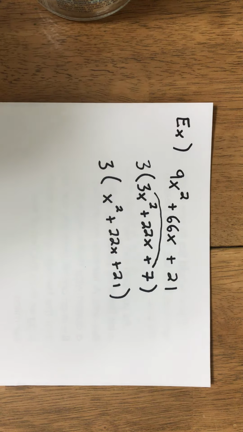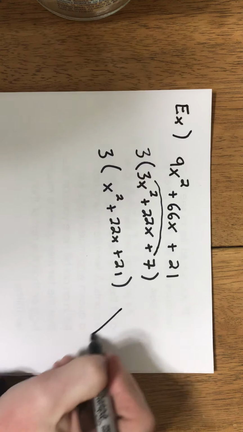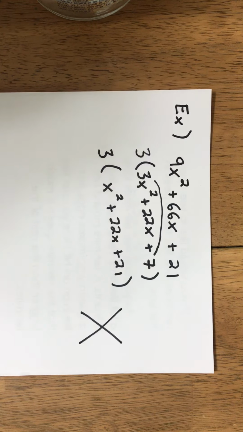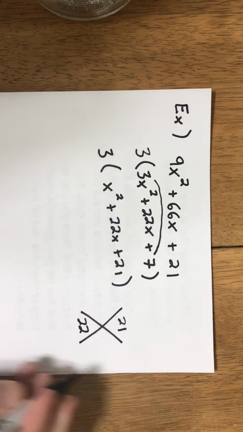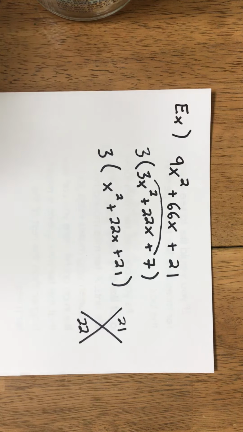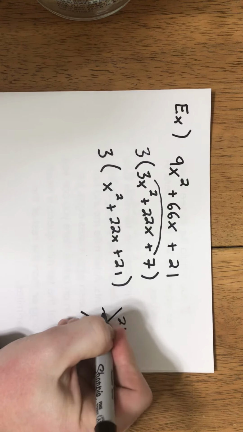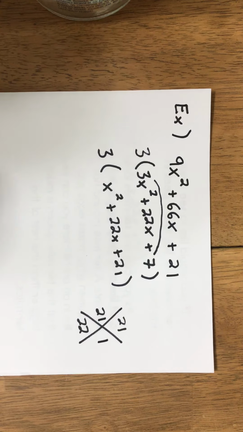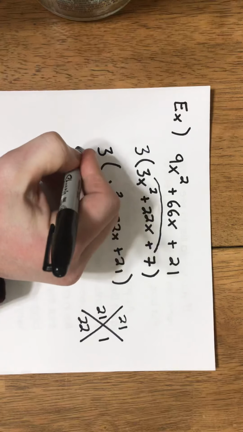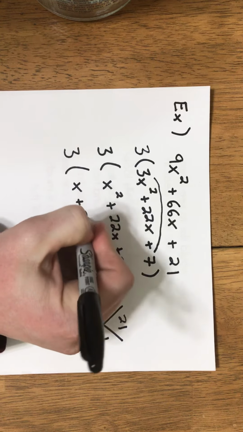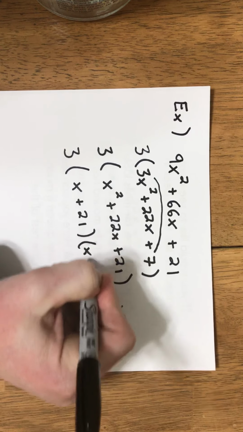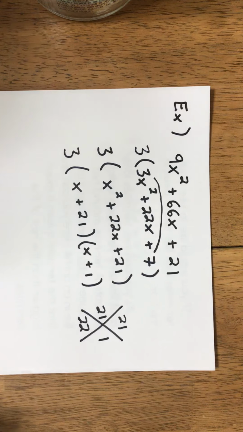Now trinomial with a coefficient of 1. So I'm going to do my x method off to the side here. 21 and 22. Two numbers that multiply to 21 and add to 22. That's going to be 21 and 1. So this will be 3 on the outside still, x plus 21, x plus 1. And we're going to slide this 3 back in.